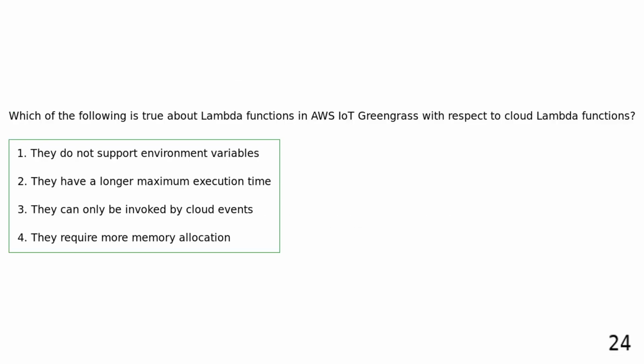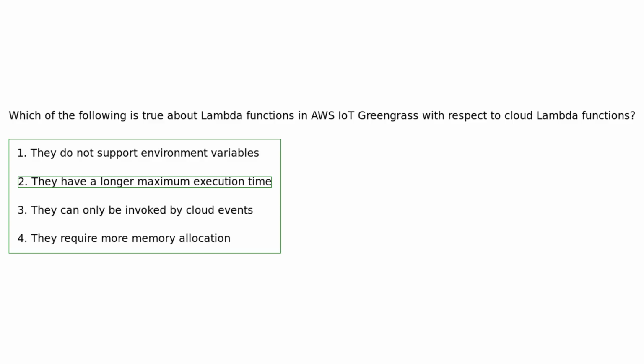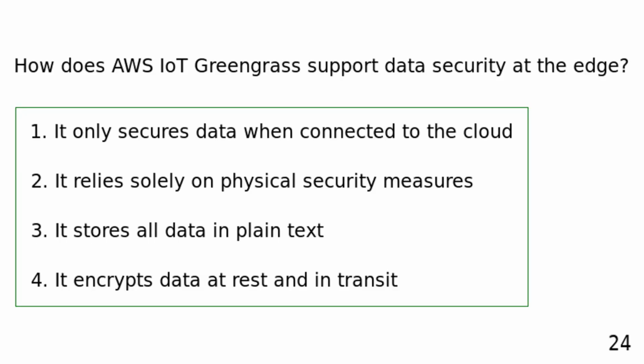Which of the following is true about Lambda functions in AWS IoT Greengrass with respect to Cloud Lambda functions? They do not support environment variables. They have a longer maximum execution time. They can only be invoked by cloud events. They require more memory allocation. Lambda functions in AWS IoT Greengrass can have a longer maximum execution time compared to Cloud Lambda functions, accommodating more complex local processing tasks. How does AWS IoT Greengrass support data security at the edge?